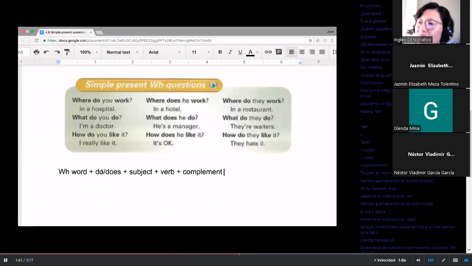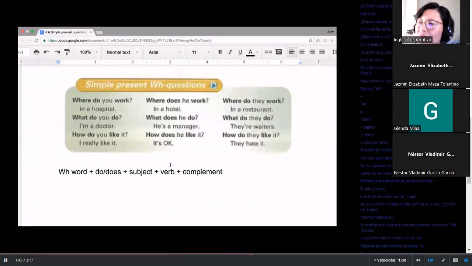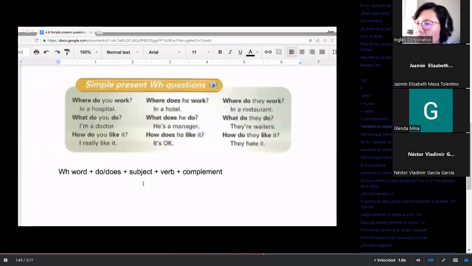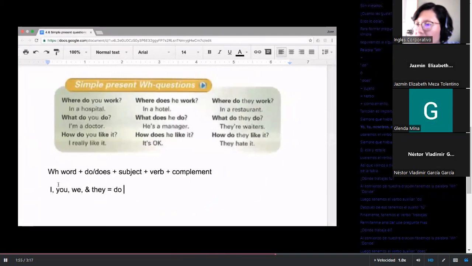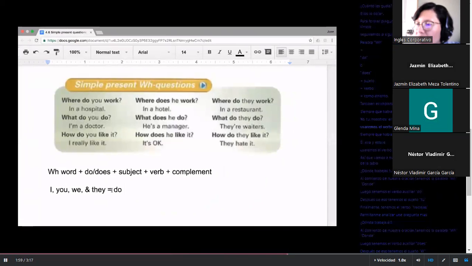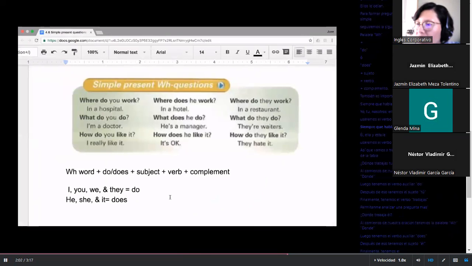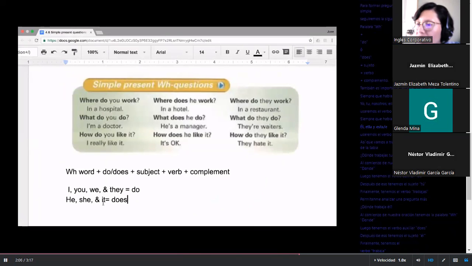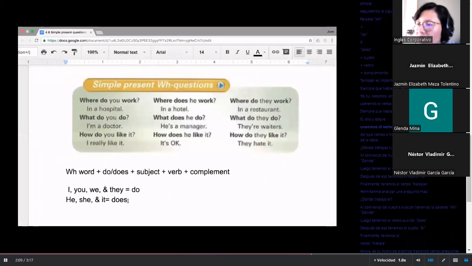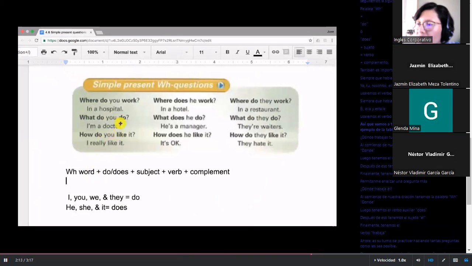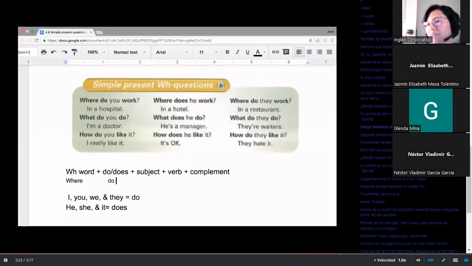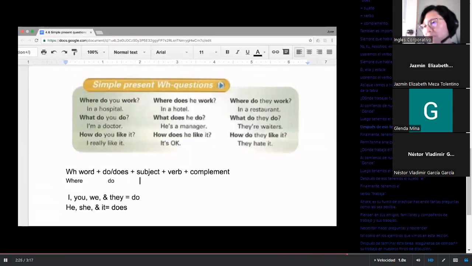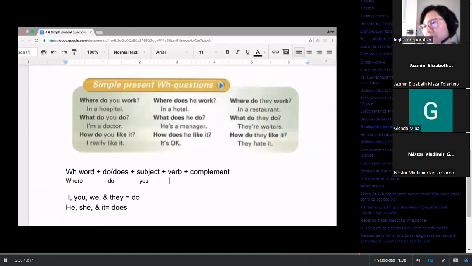WH word plus do or does plus subject plus the verb plus complement. It's also important to remember the following. Whenever we talk about the pronouns I, you, we, and they, we will use the auxiliary verb do. Whenever we talk about the pronouns he, she, and it, we will use the auxiliary verb does. So let's try to make sense of the first example on the chart. Where do you work? At the beginning of our sentence, we have the WH word where. Then we have the auxiliary verb do. After that, we have the subject. Finally, we have the verb work.